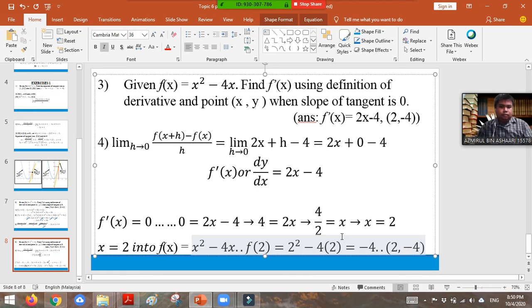Okay, which is you get the point (2, negative 4), and for f prime you get 2x minus 4. Okay, that is the answer.